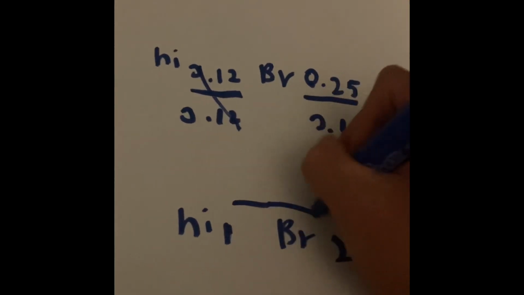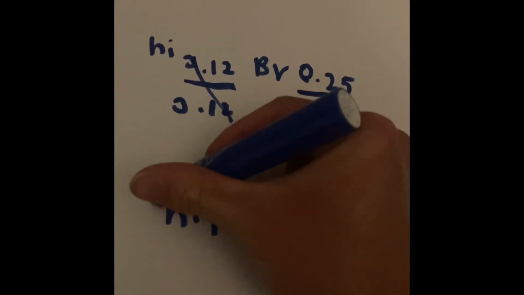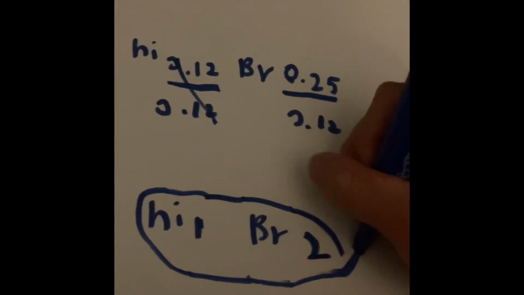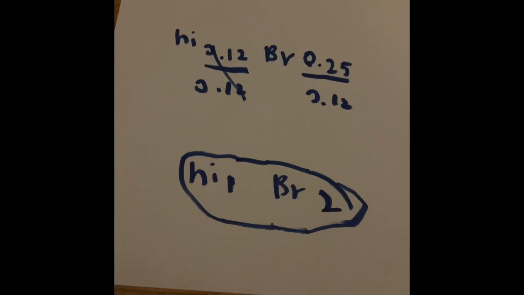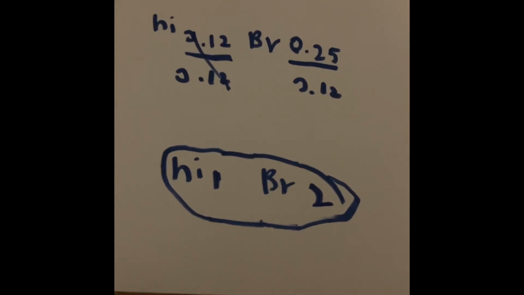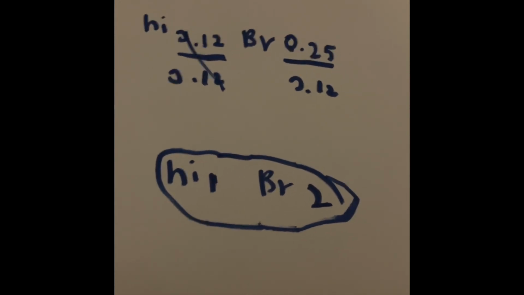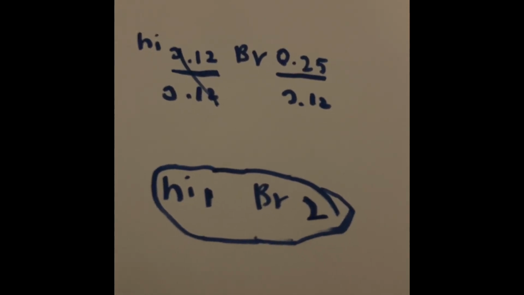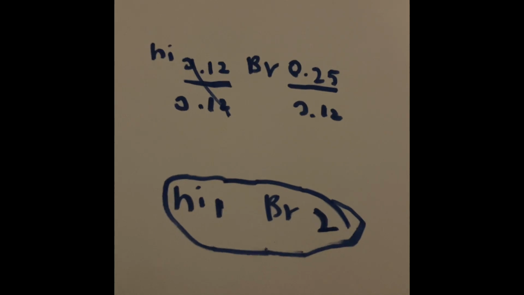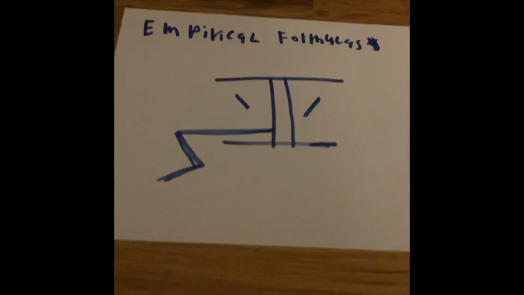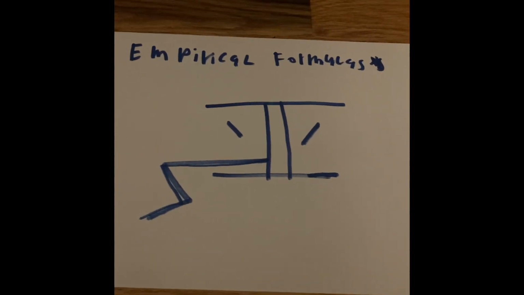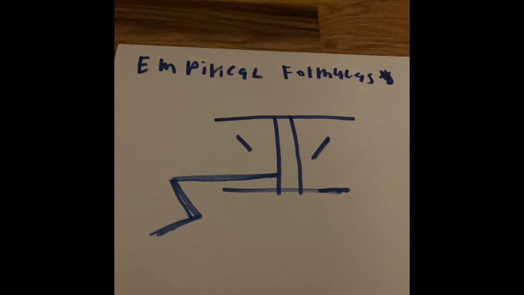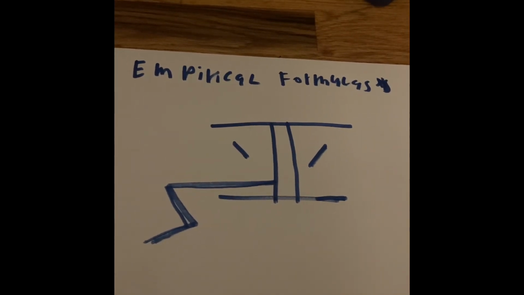So we now have a final answer in its empirical formula. Nickel is 1, bromine is 2. It's basically nickel dibromide. Yeah, that's the compound. So what's happening in this video is we're taking a compound and simplifying its version so we can easily understand it more.